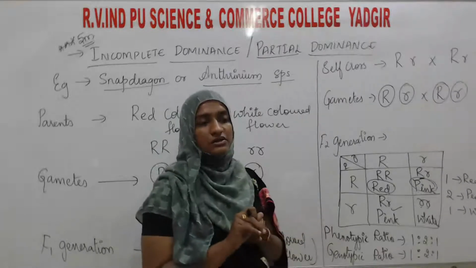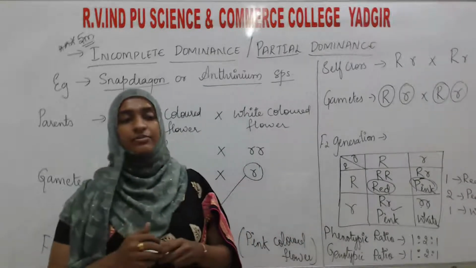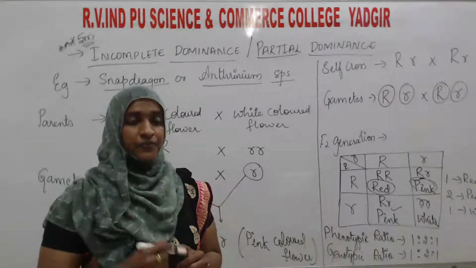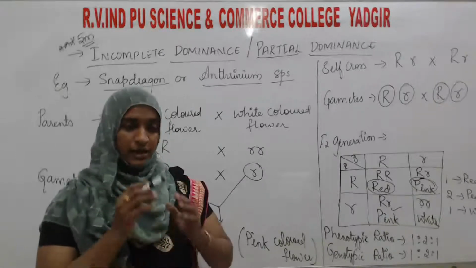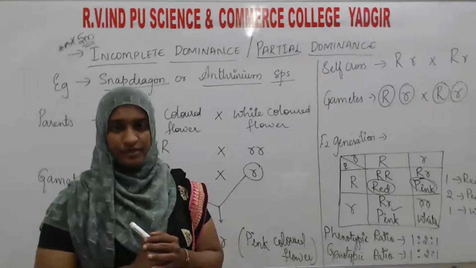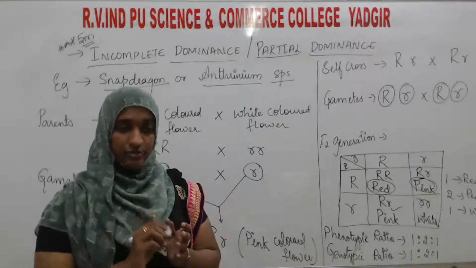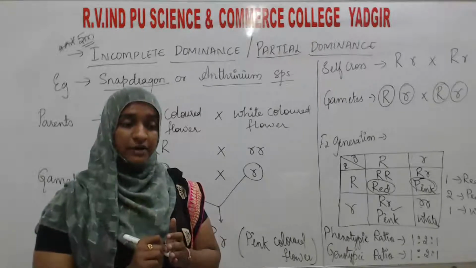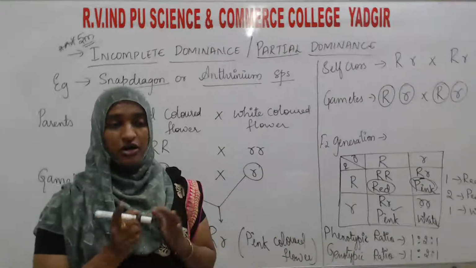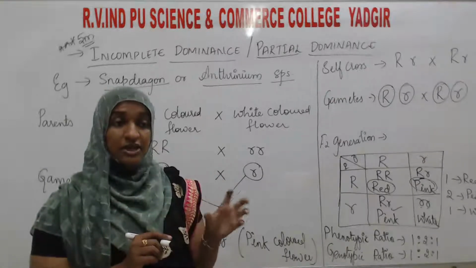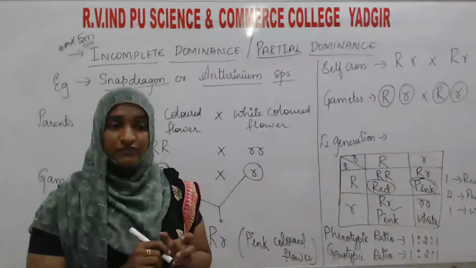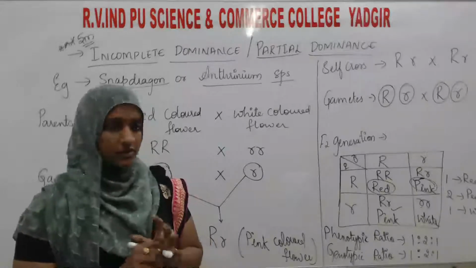See, in a monohybrid cross, one gene is going to be inherited from the parents to the next generation. In that case, if one gene is inherited, that one gene will be dominant over the recessive one, and they will produce the same characters which are present in the parents, tall or dark. But here a new character, a new flower is going to form. Which colored flower? That is the pink colored flower.